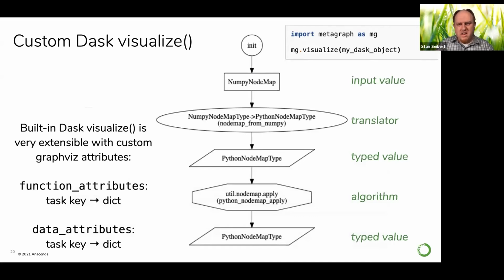So for example, we have a custom visualize method that we built on top of the Dask one that shows us translation steps different from algorithm steps. And it also draws the types of the values being passed through the system in a special way. And so this is something I think, for people who are doing really extensive Dask work, it's really handy to be able to control the visualization of a task graph.